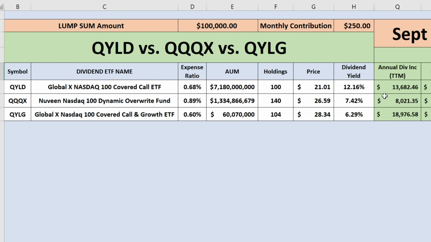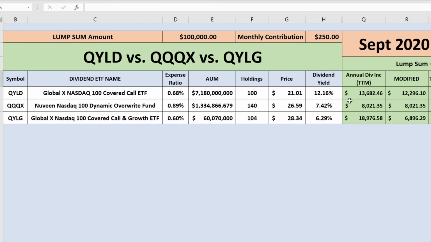Without modifying the annual dividend income, we would be at $13,682 for QYLD, $8,021 for QQQX, and then $18,976 for QYLG. However, when we make that modification to the annual trailing 12 months of dividend income, we would be at $12,296 for QYLD, $8,021 for QQQX, and then $6,896 for QYLG. So from an annual dividend income perspective, it's as we would expect. QYLD is winning, QQQX is in a solid second place, and QYLG is bringing up the rear.